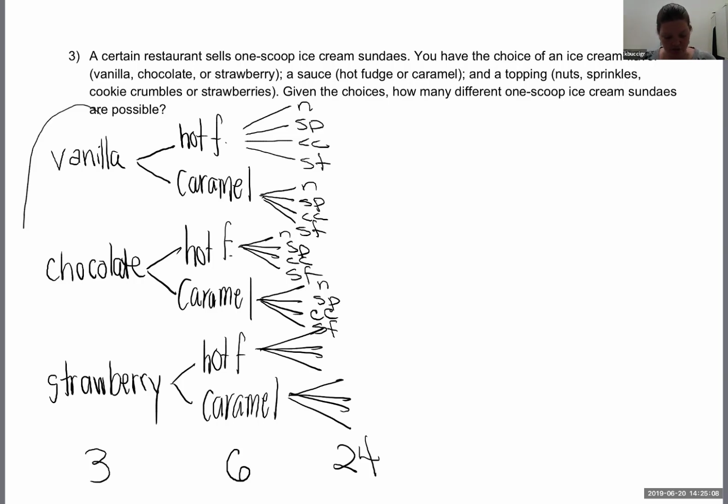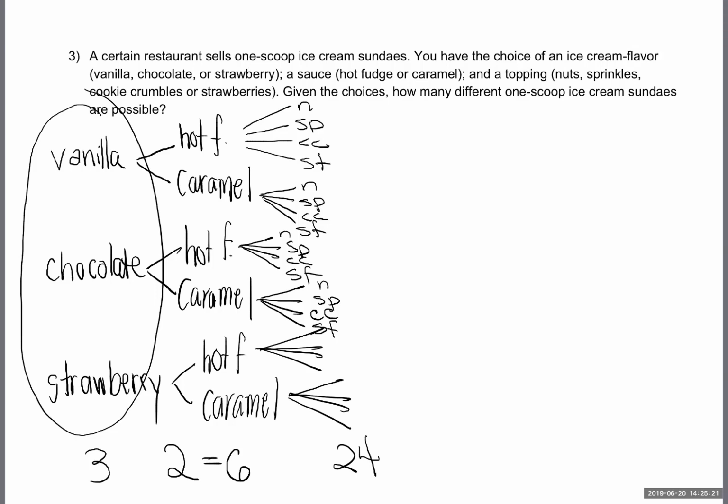Well, first I had the 3 choices for my ice cream, but then I factored in the 2 choices for my toppings, and I got 6. Well, mathematically, how would I combine 3 and 2 to get to 6? Multiply. And then I had the 6 ice cream sauce options, and then when I brought that in together with the 4 toppings, that again multiplied it. So each time you make a distinct choice, you could just multiply.